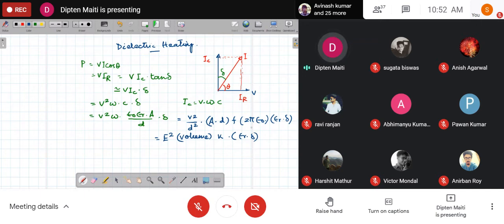Now remember, usually an insulator of electricity is also an insulator of heat. That means, I should rephrase this, an insulator of electricity is a non-conductor of heat. So that does not actually pass the heat.